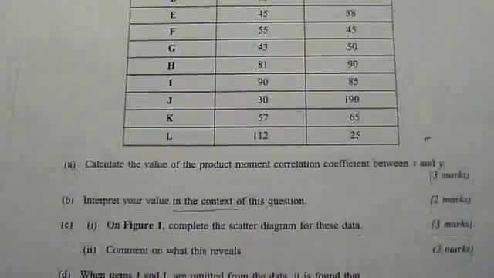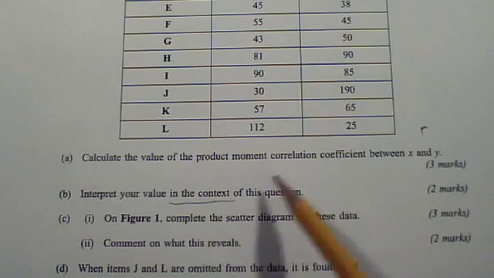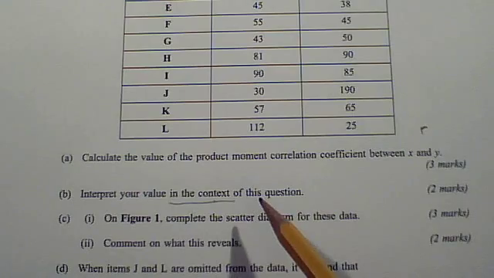Then on part C, you've got to plot all of that on a scatter diagram for 3 easy marks. You'll comment on what this reveals. You're going to comment on, well, you can relate it to your value for your correlation coefficient, but you've already had marks for describing the amount of correlation.